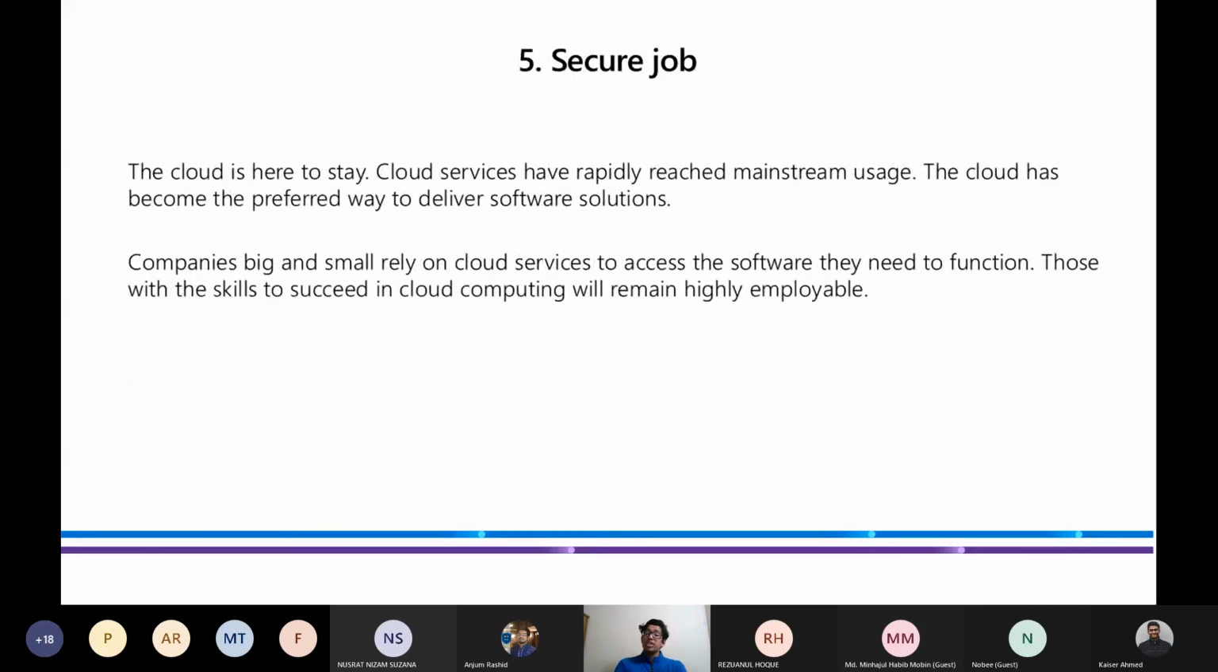And since cloud computing is increasing, the cloud services are rapidly changing in the mainstream. So cloud computing in future is becoming quite a secure job as well.